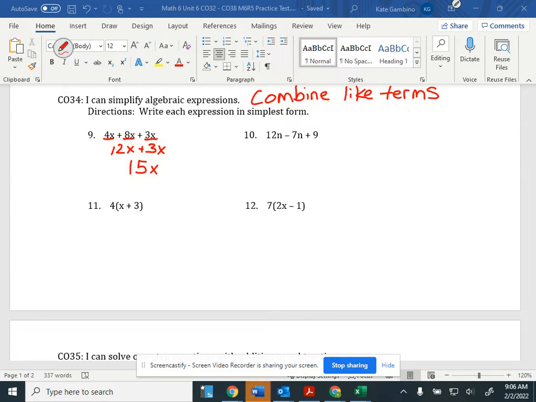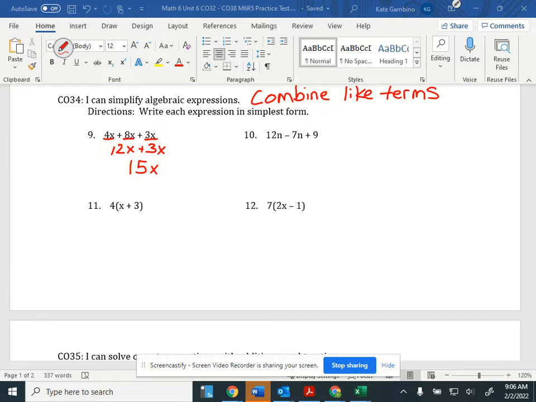12x plus 3x gives me 15x because they all had the same variable. If this was a y, if instead of 3x it was 3y, would we be able to combine it and say 15xy? No, because they're different variables. You can't combine them if they're different variables. They have to stay separate if they're different.